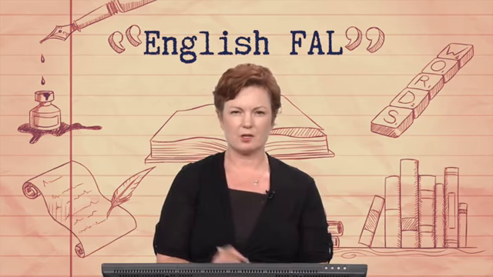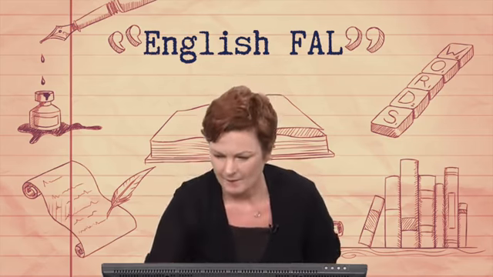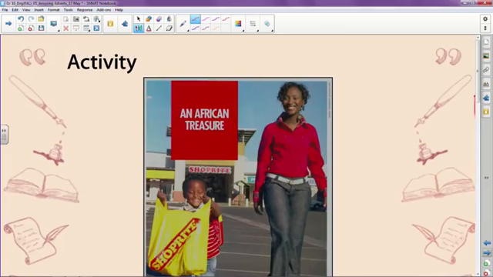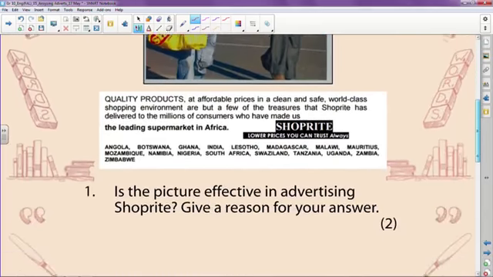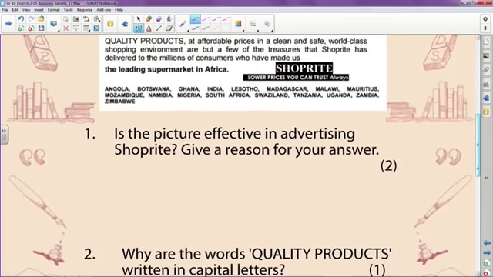Welcome back. Let's look at the answers together. So we have our advert and we have our questions, and you're sitting in the exam room and you are writing full sentences. I, however, will just write keywords. So is the picture effective in advertising ShopRite? Give a reason for your answer. Obviously, this will be completely personal. I personally would say it is effective.